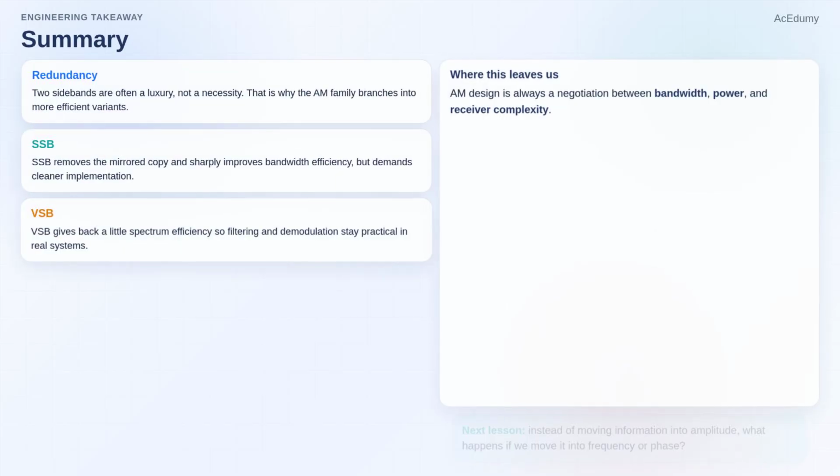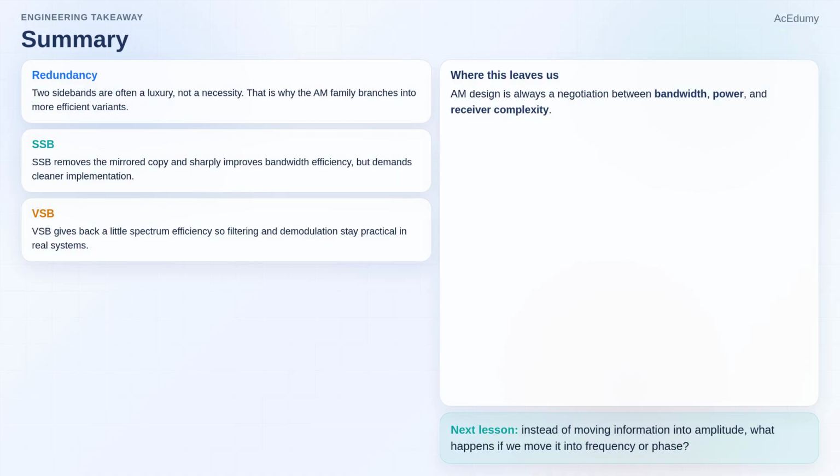So the big idea is this: AM design is a trade-off between bandwidth, power, and receiver simplicity. If simplicity matters most, conventional AM is attractive. If carrier power should be removed but bandwidth can stay the same, DSB-SC is useful. If spectrum is scarce, SSB becomes very attractive. If a pure SSB filter is too difficult, VSB offers a practical compromise.